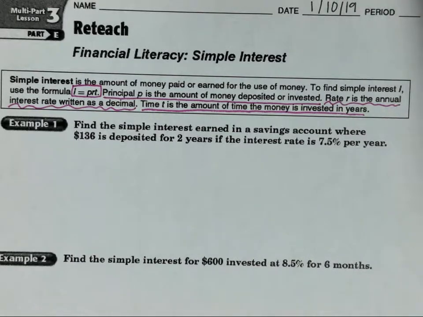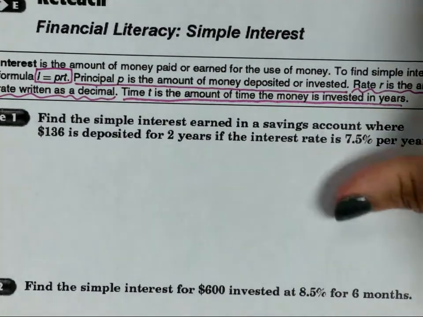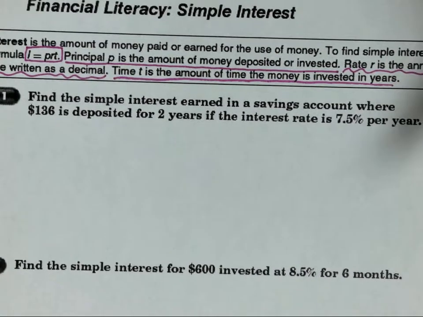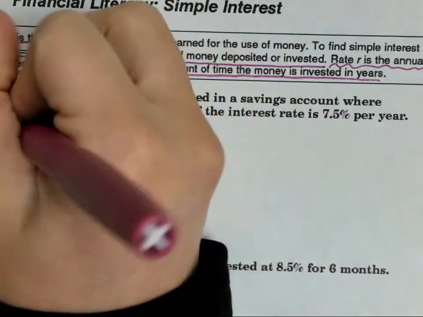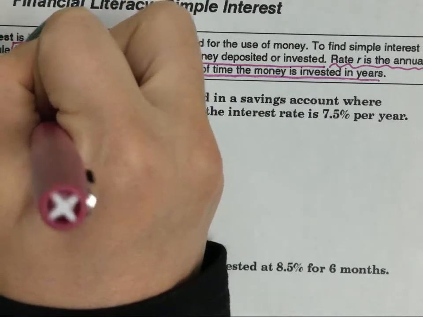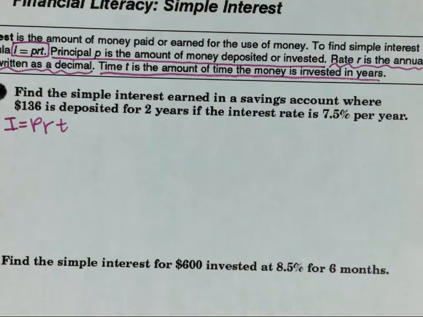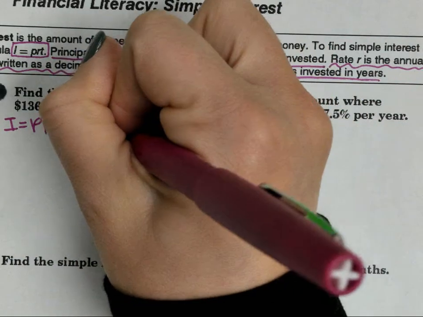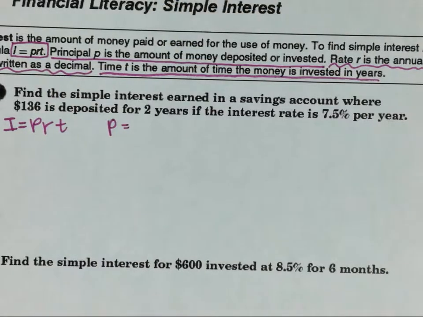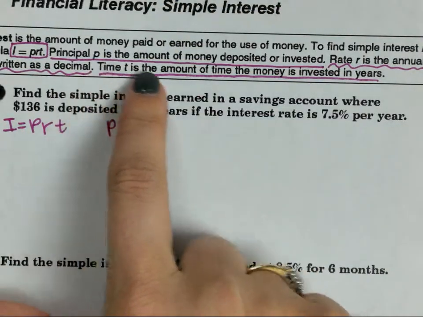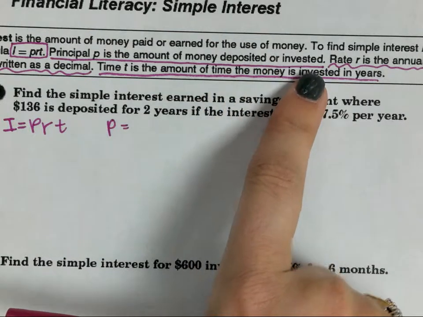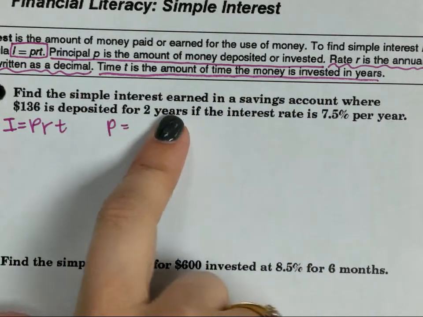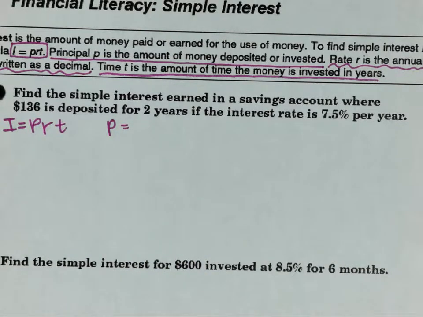So let's look at example 1 to see exactly what all that means. First I know that my formula is I equals PRT, so I'm going to go ahead and copy it down right here. But before I go any further, I want to define what P, R, and T actually are. P, if you look up here where we underlined, is my principal, the amount of money deposited or invested. If I read my problem, it says find the simple interest earned in a savings account where $136 is deposited for 2 years if the interest rate is 7.5% per year.